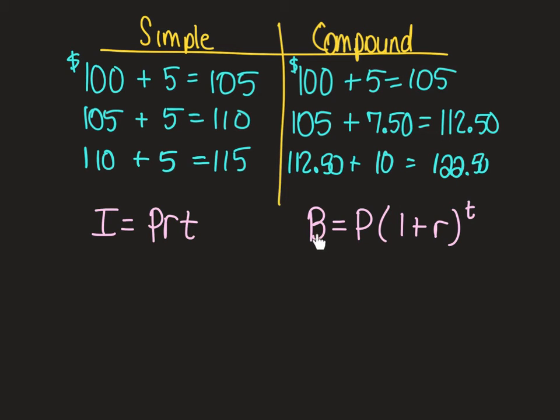Our B is going to stand for balance, our final amount. It's going to do it all automatically to go straight from 100 to 122. This one is going to go from 100, and then this will give us $15, and we have to add it back to our 100.